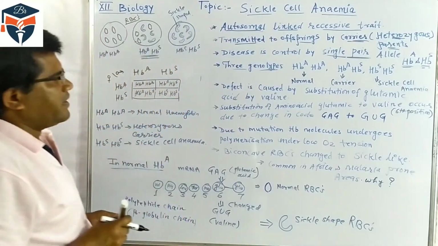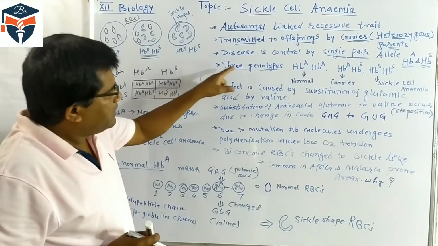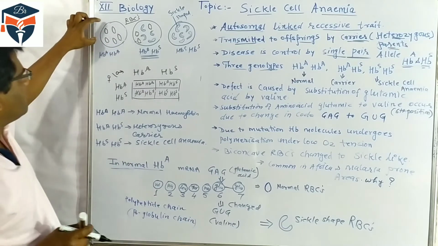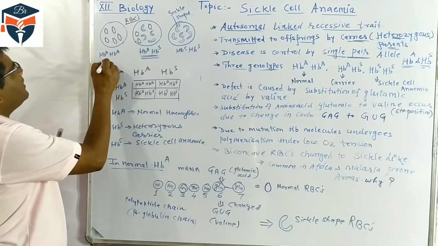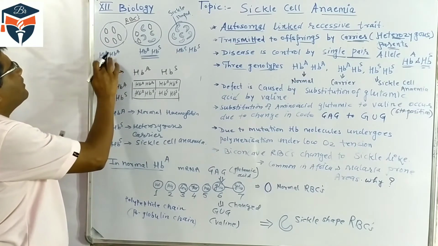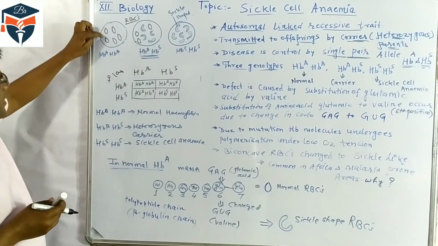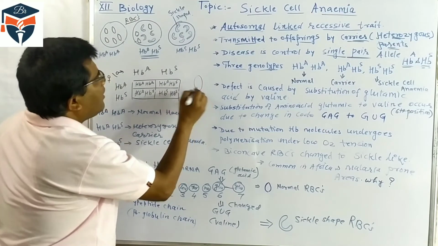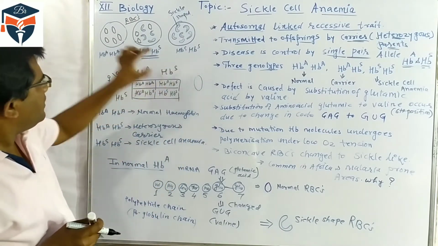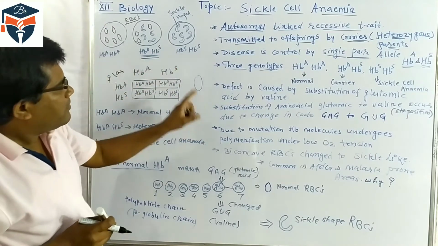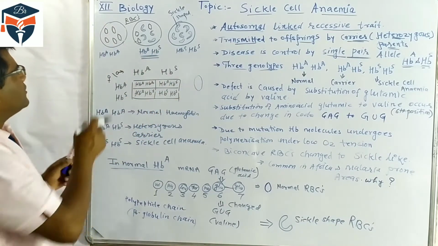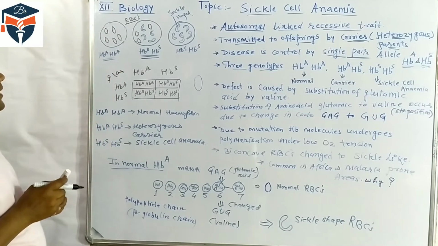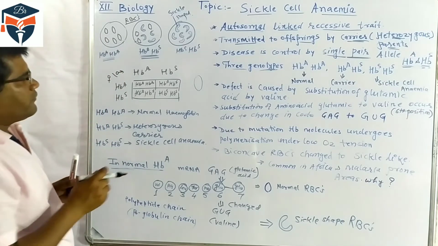Now you can understand very easily. Three genotypes. Number one, HbA HbA, is a normal person. All the RBCs are normal RBCs, and these RBCs have the biconcave structure. So this type of person has the genotype HbA HbA.